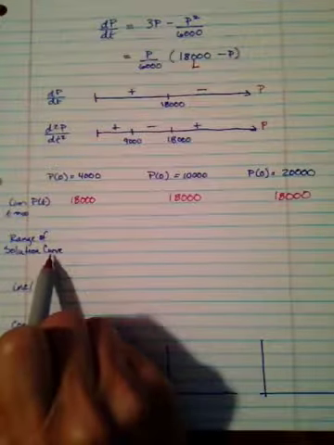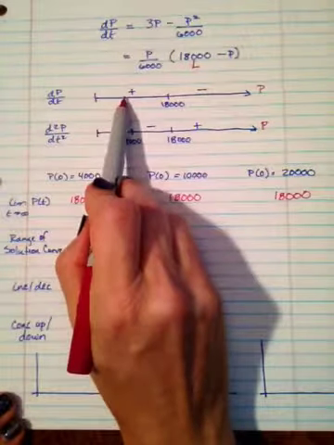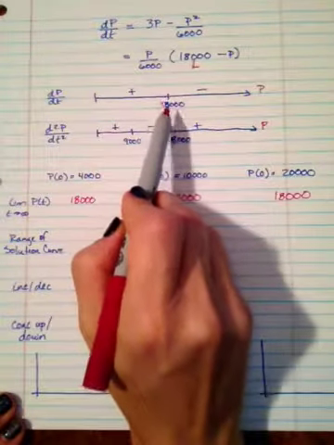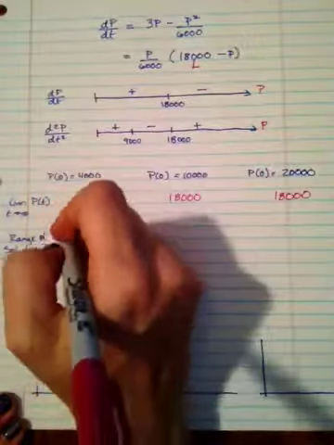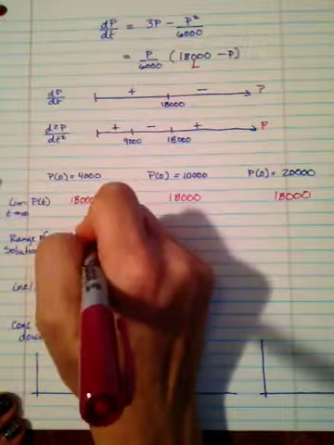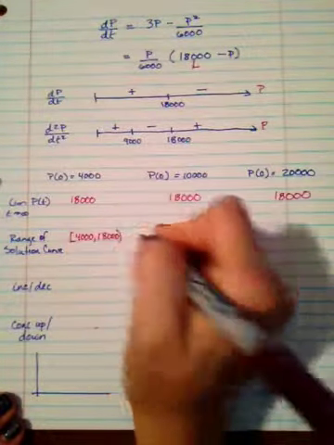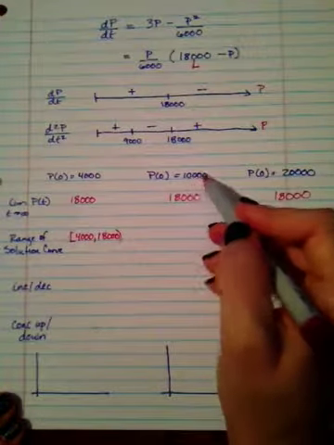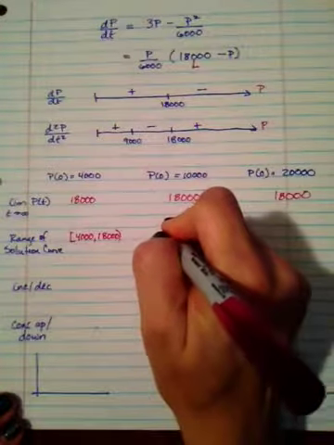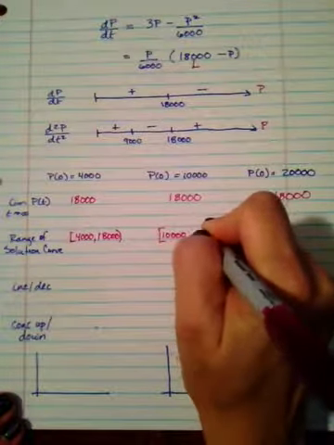Now the range of the solution curve. So if I start at a population of 4,000, I know that it's going to go up to 18,000, but it is going to level off at 18,000. It's going to approach our carrying capacity. So I'm going to say our solution curve has a starting population of 4,000 and is going to end at 18,000, but not actually touch it. If we started at 10,000, it's still below our carrying capacity, so it's going to look very similar. I'm going to start at 10,000, and I'm going to approach 18,000.